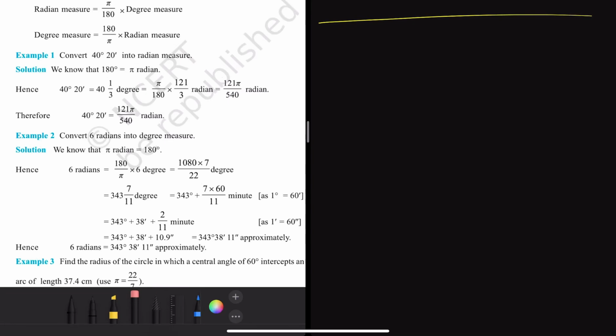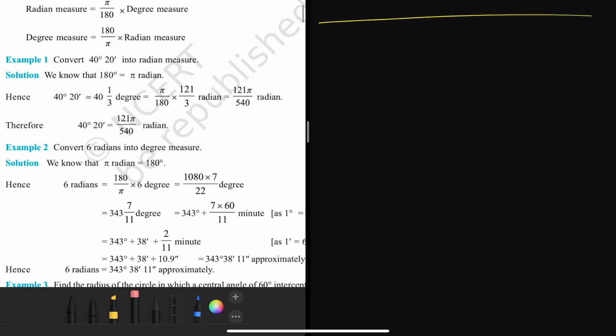Hello students, in this video we will start with the examples of exercise 3.1. So in the previous videos we understood the concept of how many units we can use to measure an angle. Starting from the number of revolutions, then degrees and radians, and then we understood how to convert a radian into a degree and then a degree into a radian. So example number 1 deals with that kind of question.